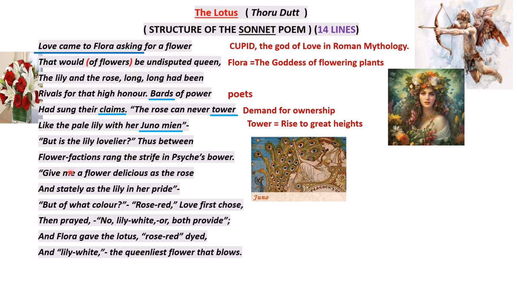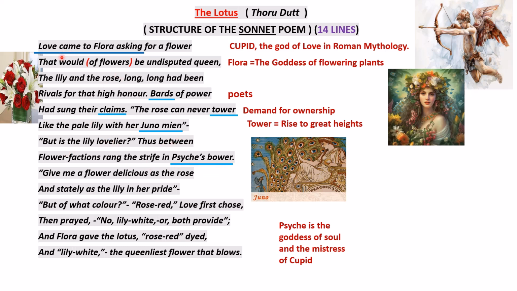Thus, between flower factions rang the strife in Psyche's bower. Factions means quarrels going on between the flowers. Strife means differences. And where does all this take place? In Psyche's bower. Psyche is the goddess of psychology, or the mind, or the soul, and she is the mistress of Cupid. She's the wife of Cupid. She has a beautiful garden with cool plants and cool temperature where people can enjoy. So in her garden, this argument is going on.